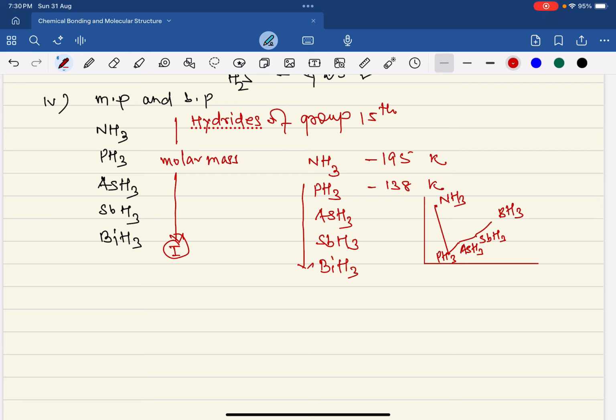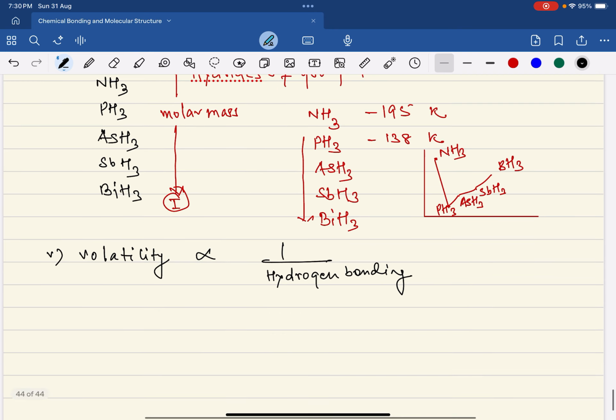So, the next point number 5 is volatility. Volatility is inversely proportional to hydrogen bonding. Means as the extent of hydrogen bonding increases, volatility decreases. Hydrogen bonding is more, molecule is less volatile. Next point is viscosity and surface tension.